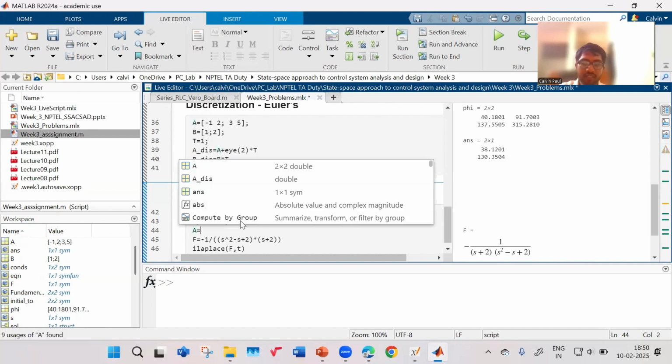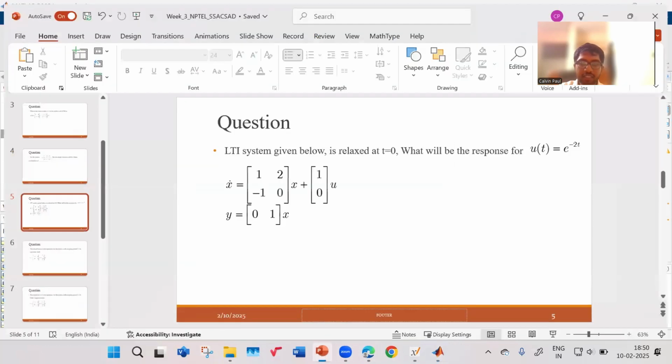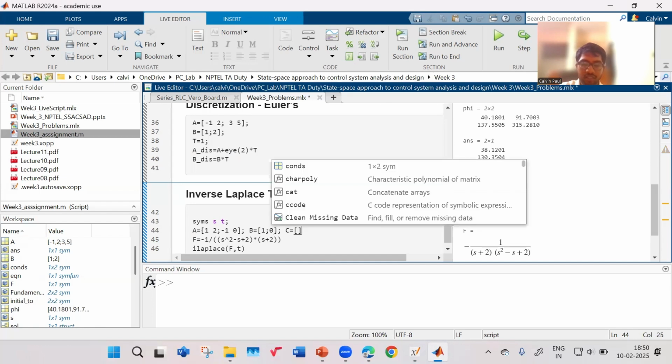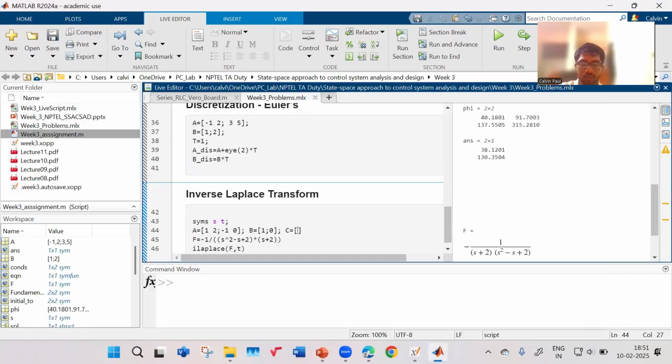Okay, what is my A matrix? The A matrix in this case is 1, 2, minus 1, 0. So this is the A matrix. What is my B matrix? It is 1, 0. What is my C matrix? I think it is 0, 1. So this is my C matrix, right?